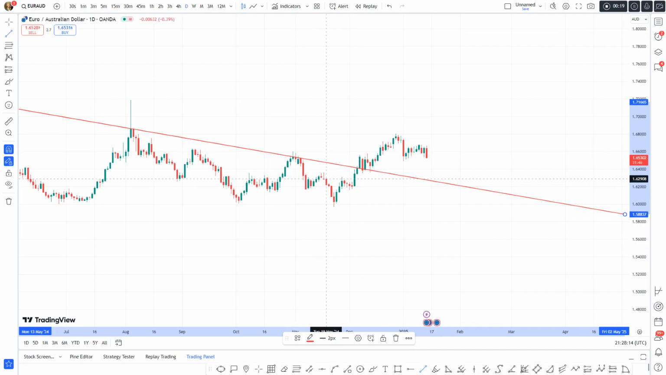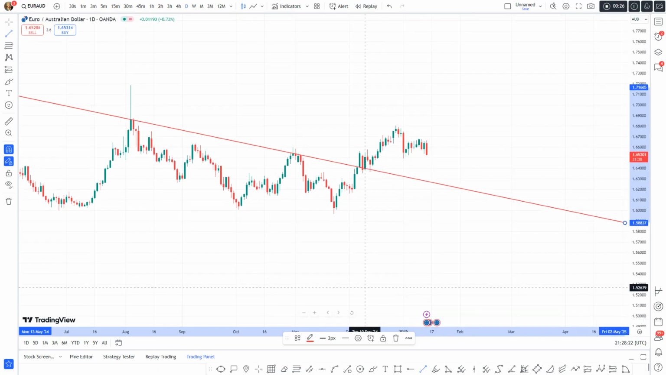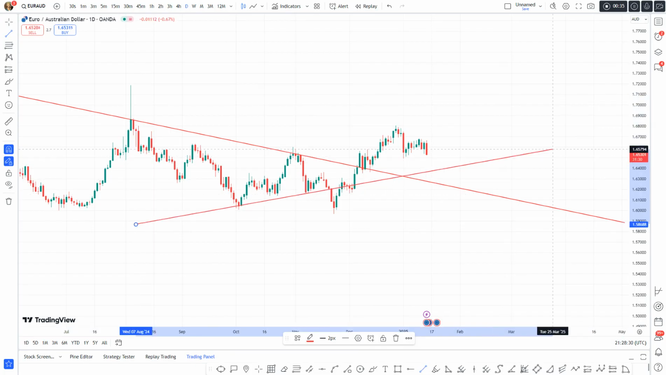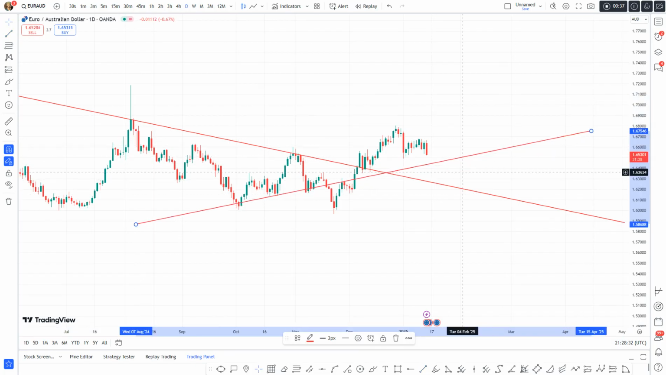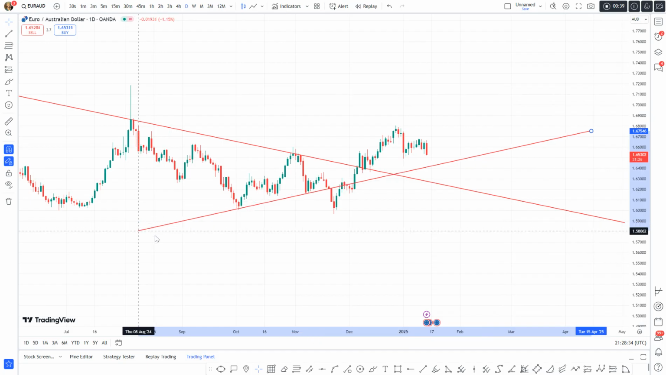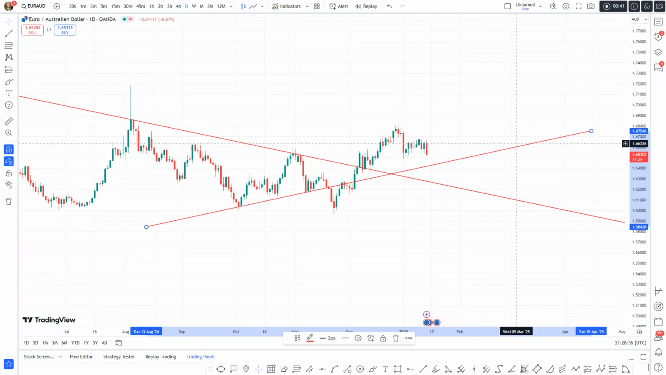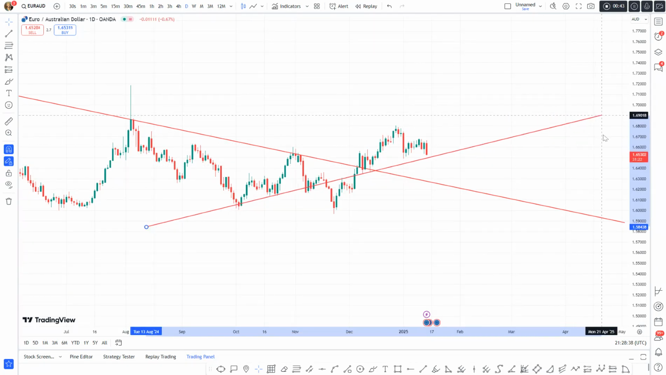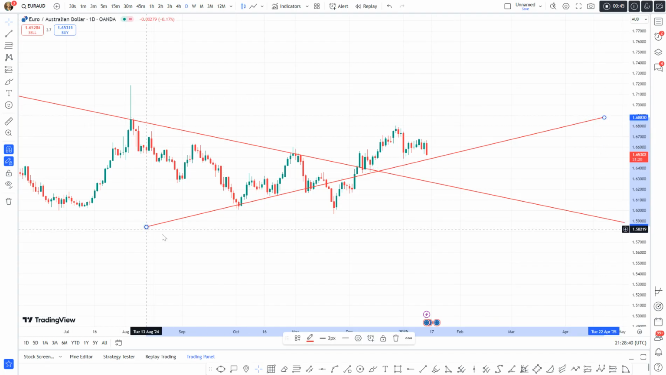So, Euro AUD on daily time frame. The market is setting up for a potential buy opportunity, but at the moment there is a break of structure, and we want to see price return into this structure. This is a trend line.